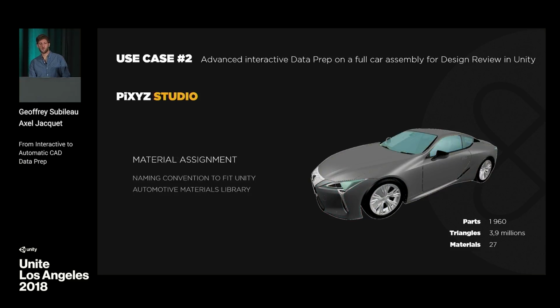Then you move on to the material assignment, which is quite a manual process here. And the idea here is to apply materials to the parts, but not just any material. For this use case, we want to end up in Unity, you remember? So we want the Lexus to be wearing the materials from the new automotive library that was created by Unity several months ago. So we simply need to apply materials with the same material names.